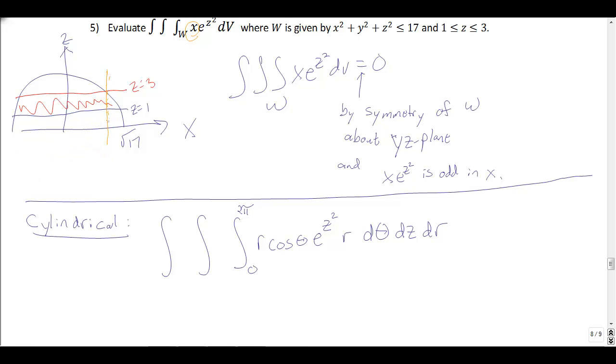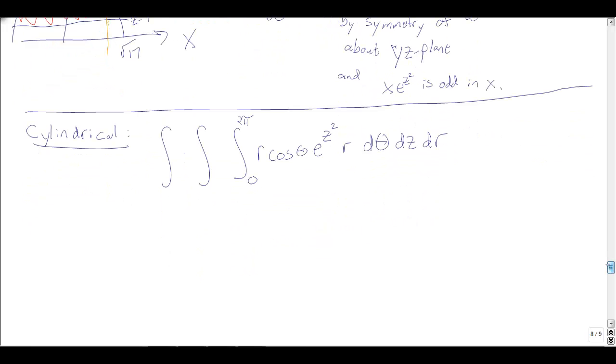If I'm to the left of this line with my r, z starts at 1 and goes to 3. But if I'm to the right of this line, z starts at 1 and goes to this sphere equation. So that tells me I'm actually going to need 2 triple integrals to set this up. So I'm going to get 1 triple integral plus another triple integral. Everything's the same so far: cosine theta e to the z squared r d theta dz dr.